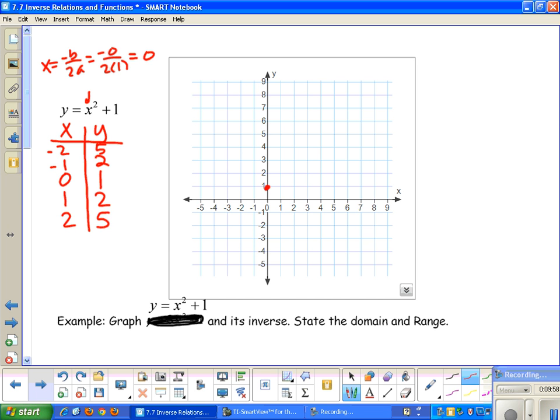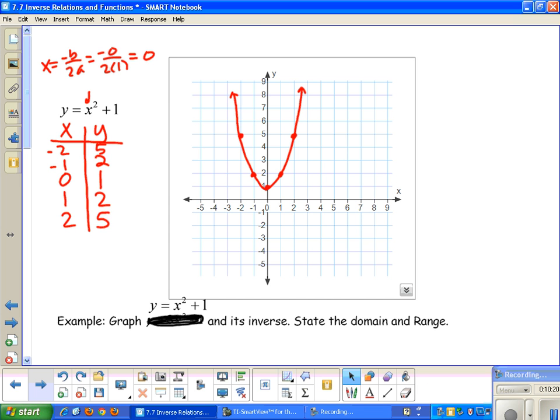So if I start plotting these points, I have (0, 1), and then (1, 2), (negative 1, 2), and (2, 5). And it starts to show my parabola or U-shape for my graph. So that's my original equation. Now I want to graph its inverse.